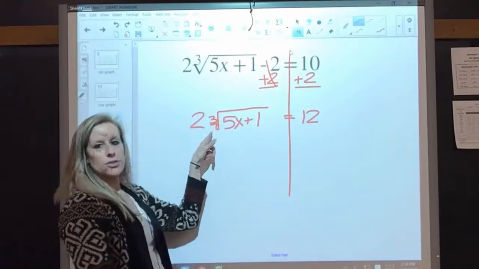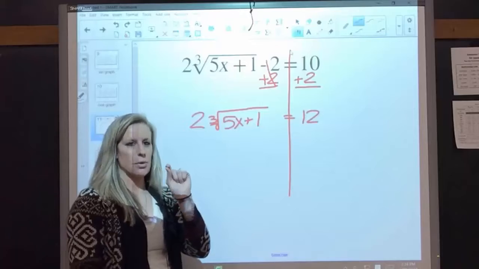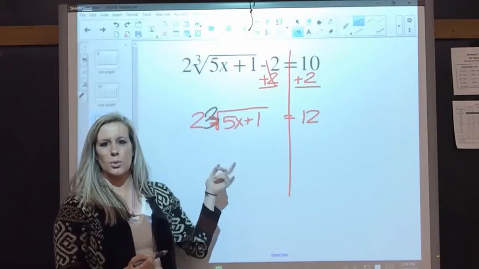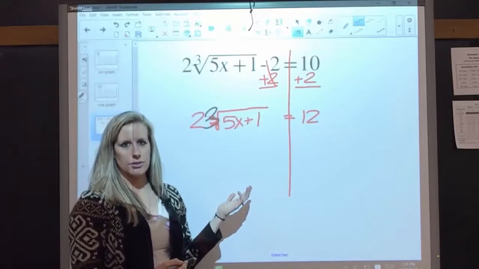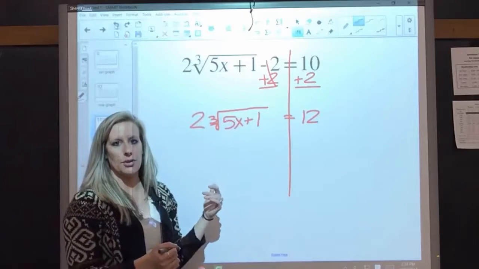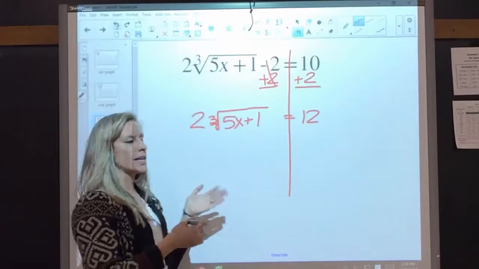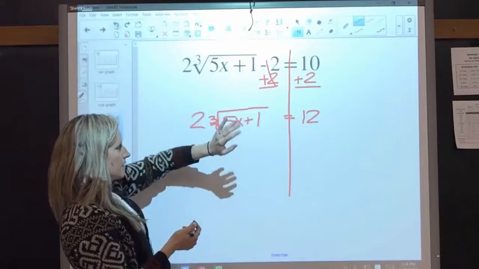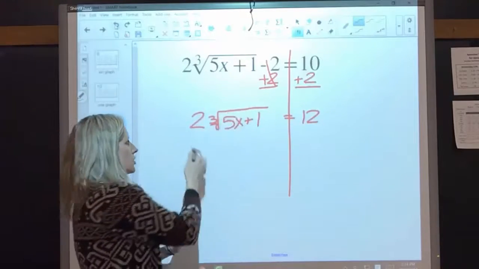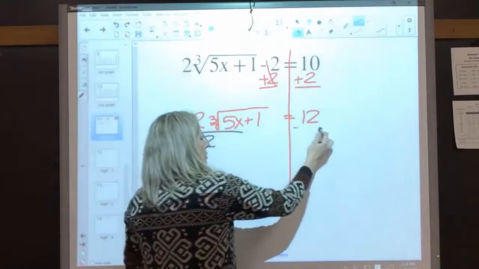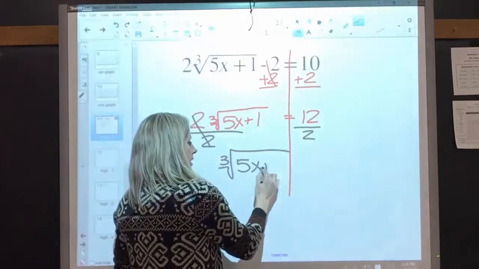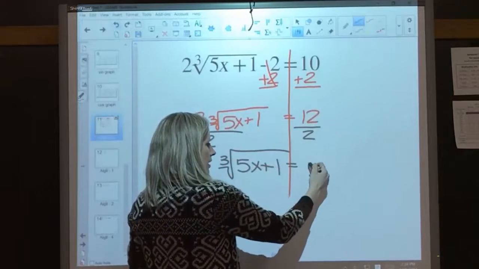Now make sure that 3 on the radical is really small. You don't want to accidentally make a big 3 and now you think it's a 23 outside the radical. Okay, so just make sure you keep it small so you know it's a cube root and not an actual 3 outside. Okay, like I said, we're saving the cube root for last. So the opposite of multiplying by 2 is dividing by 2. So we have the cube root of 5x plus 1 equals 12 divided by 2 is 6.